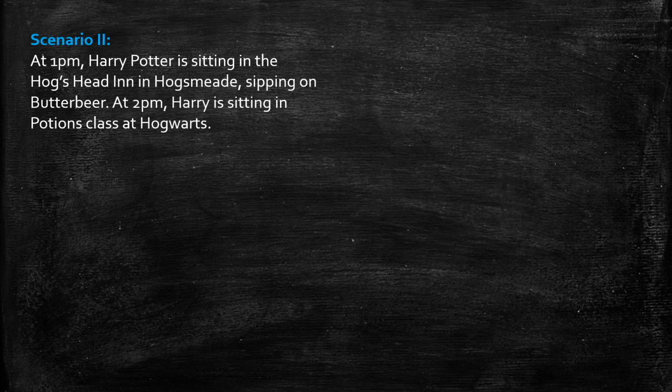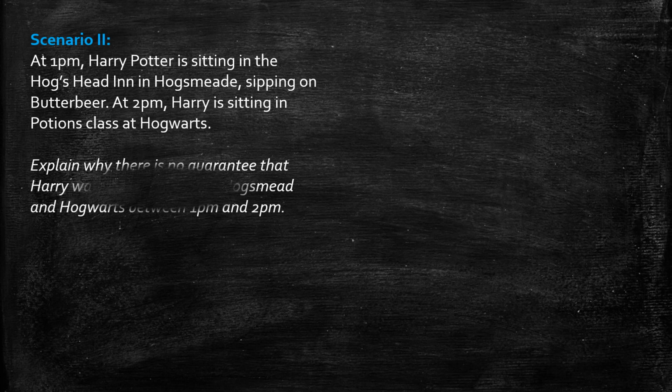So let's contrast the scenario before with this one. At 1 p.m., Harry Potter is sitting in the Hogshead Inn in Hogsmeade, sipping on butterbeer. At 2 p.m., he is sitting in potions class at Hogwarts. Explain why there's no guarantee that Harry was halfway between the two places between 1 and 2 p.m.